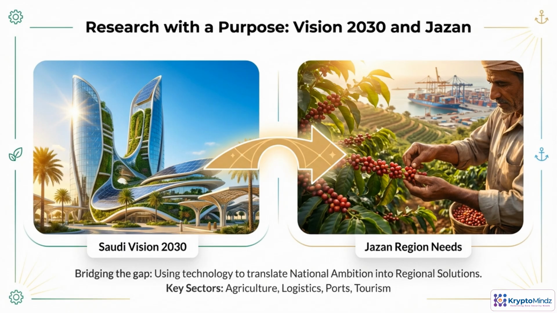We'll treat research as a bridge between Saudi Vision 2030 and everyday challenges in Jazan. Your PhD work should not be abstract. It should help real sectors like agriculture, logistics, ports, and tourism with concrete, technology-enabled solutions that reflect local realities.